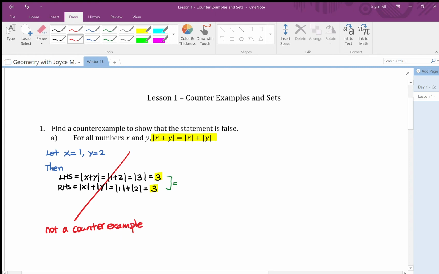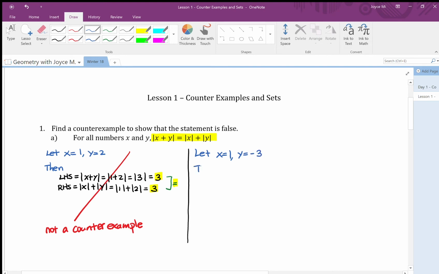Again, I want to look for x and y that make this equation false, the green part here. So let's try another one. Let's consider x and y again. Let's pick x equal to 1. Again, you can pick anything you want here. Let's remember that absolute values of a negative number give me a positive, so I want to pick y to be negative to make this statement false. Let's make y equal to negative 3.